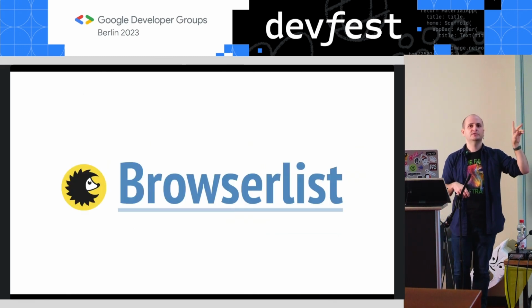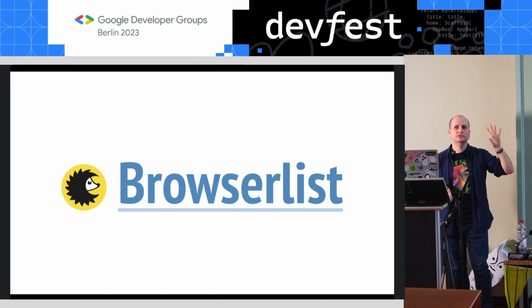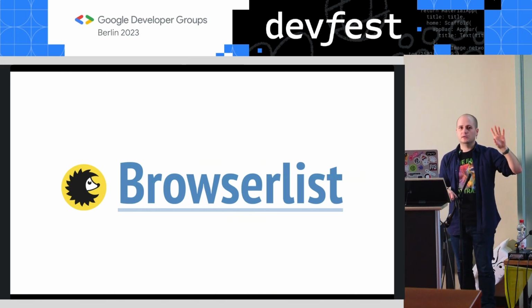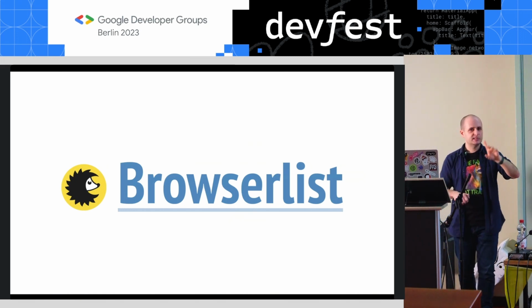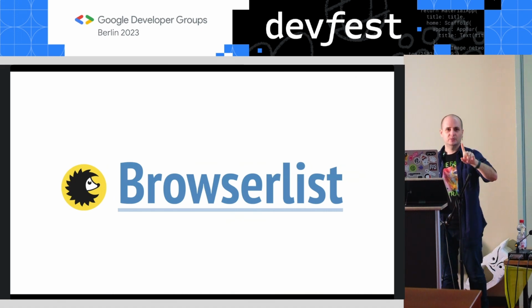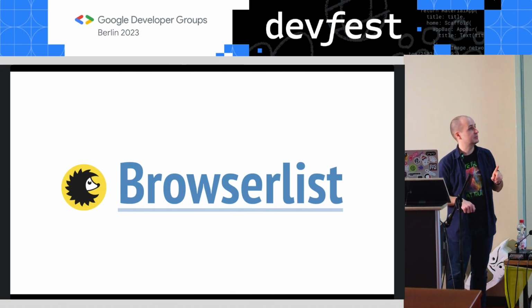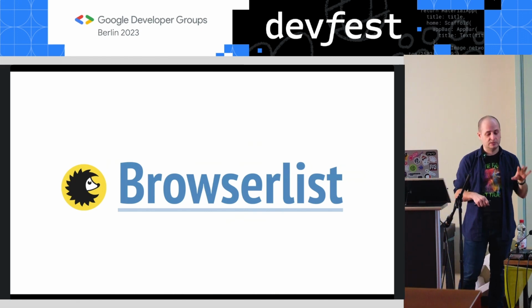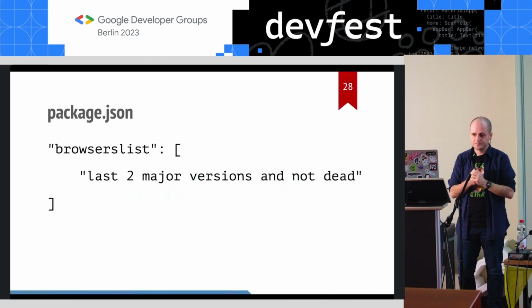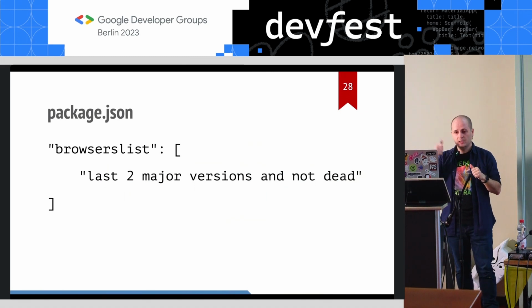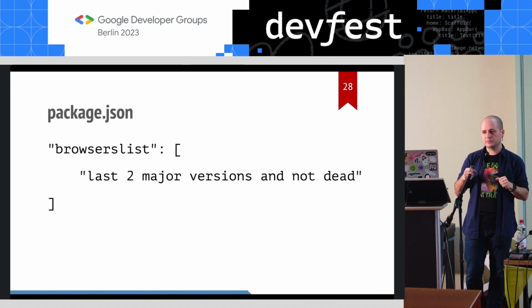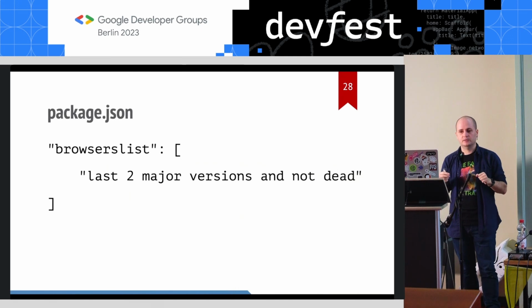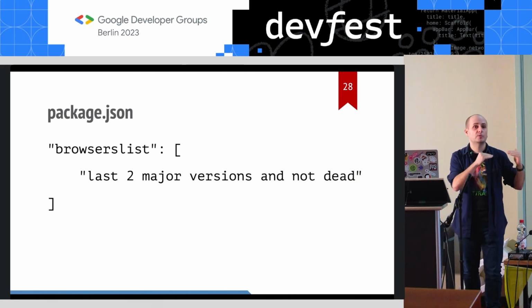Have you heard about browserslist before? Have you used it? Next time I'm here, I expect everyone with their hands raised because it's a very, very important project. You might even have it in your project. Basically, it's the way to tell in your package.json that something is supported. What's your baseline for your project?